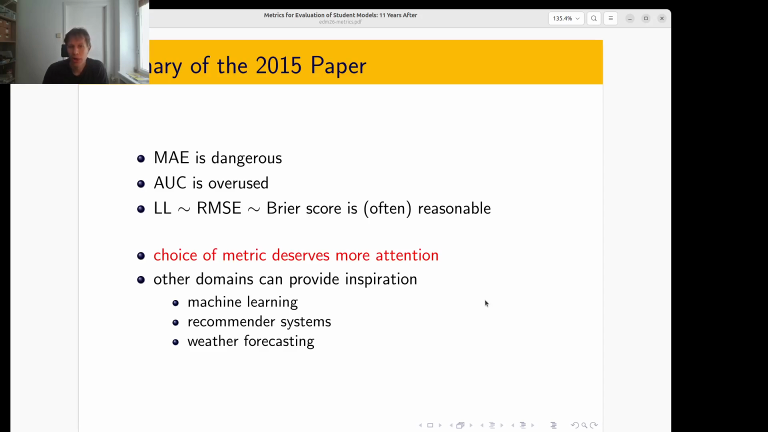But the more important high-level point was that the choice of metric deserves more attention than it is currently getting, and that other domains can provide useful inspiration, particularly, for example, weather forecasting, where they have been doing probabilistic predictions for a long time, and they have thought about evaluation quite a lot.